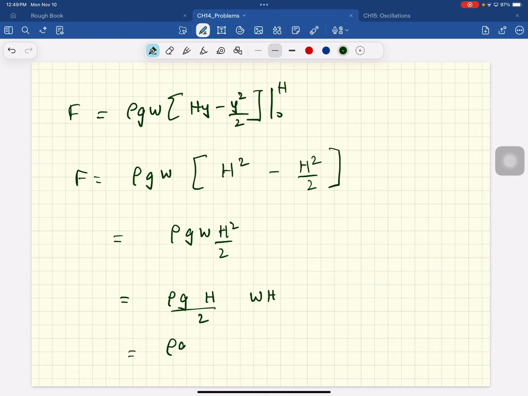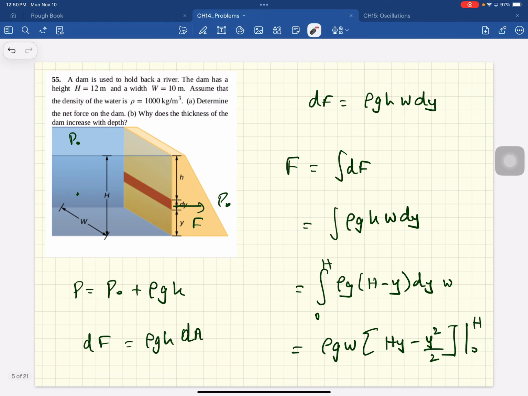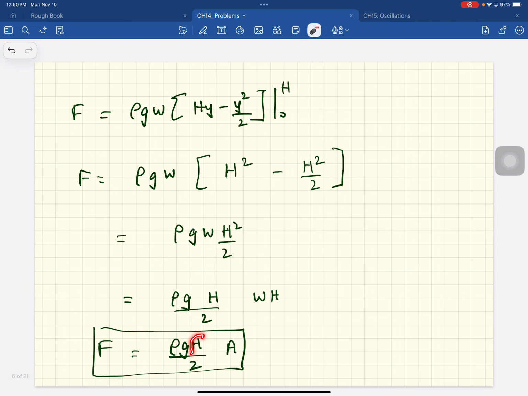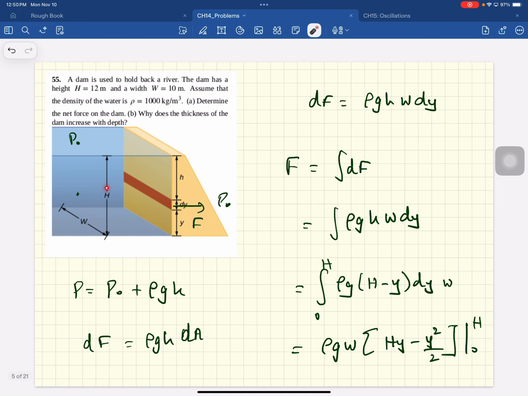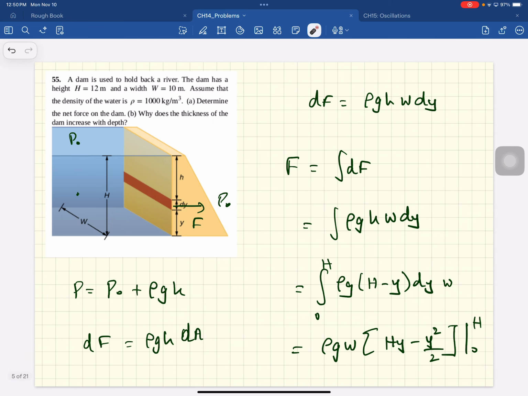So, area of the wall. See, force is pressure times area. And what is this? This is the gauge pressure on the wall. It's the average gauge pressure on the wall. See, the gauge pressure increases with depth, and this is the average pressure times the area of the wall. Okay, so that's the force on the wall. And that makes sense, okay.